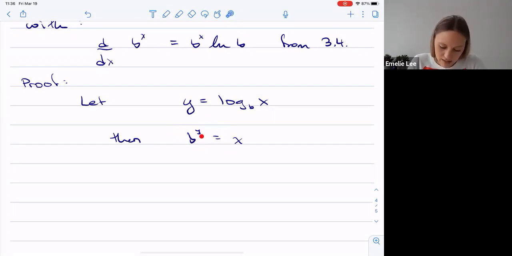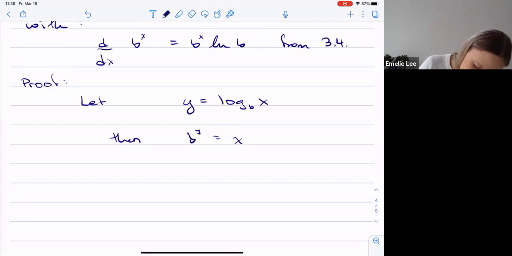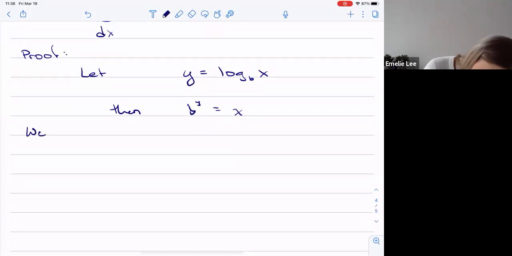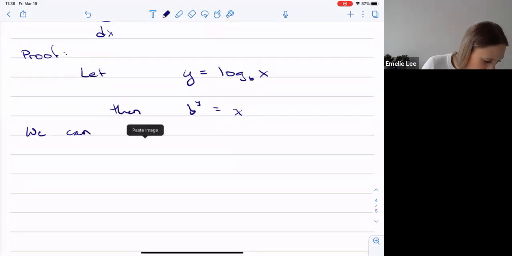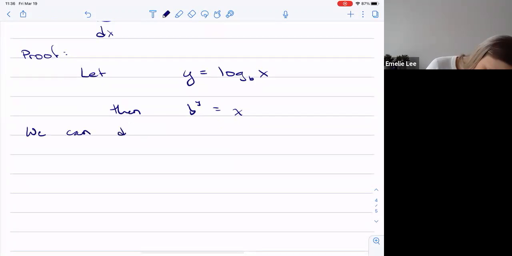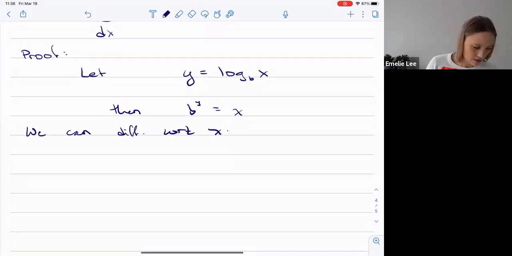Without going back to where we started, right? That's not a very good direction to go. Going back, okay, I can solve for y, sure, but we're trying to get out of that and figure out how to find the derivative of this thing. So we can use implicit differentiation. So we can differentiate with respect to x.